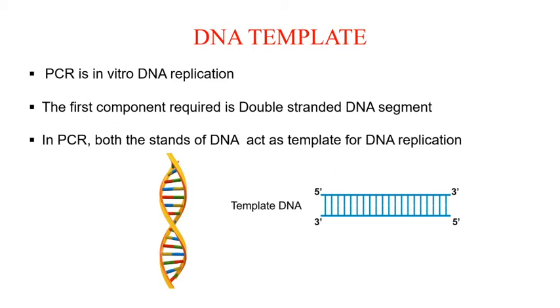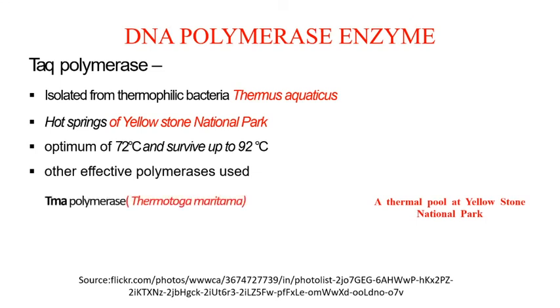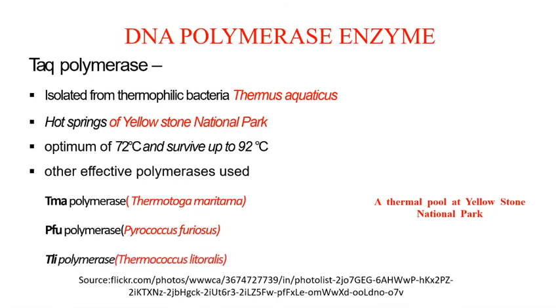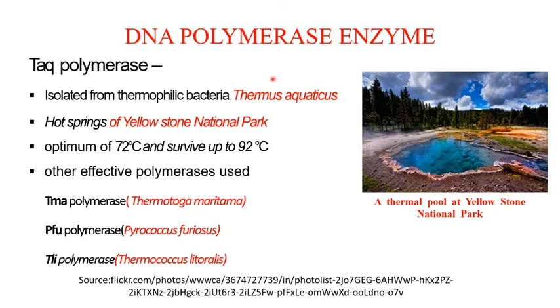Let us learn about DNA polymerase enzyme in detail. Taq DNA polymerase is a thermostable enzyme derived from thermophilic bacteria Thermus aquaticus. It is commonly used to amplify DNA fragments in PCR. Taq polymerase was isolated by scientist Thomas D. Brock from thermophilic bacteria living in hot springs of Yellowstone National Park. You can see in this image a thermal pool of Yellowstone National Park.